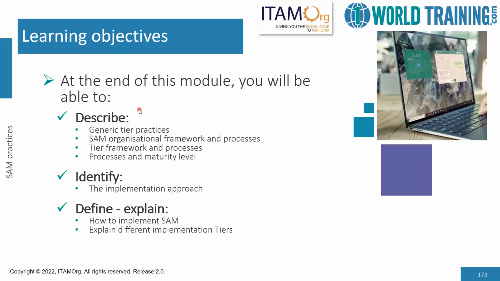So, as I mentioned, by the end of this module, you should be able to describe the generic tier practices, the 3 tiers that is. How does the SAM framework exist, and the tier framework in particular, and the various processes therein, understanding the maturity levels of the 3 tiers, and how to implement it, how to prepare to begin to implement it.